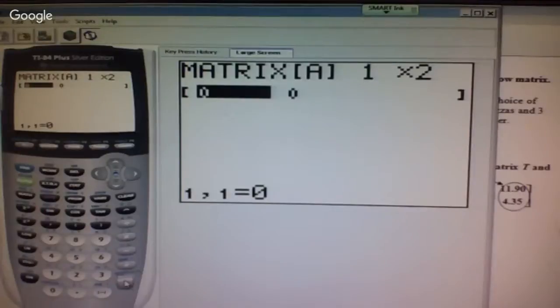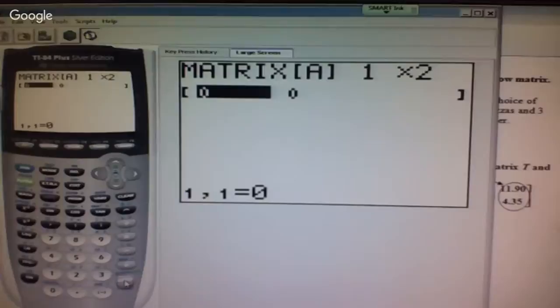Right here. So scroll over to edit. And now choose 1. And you need 1, enter, and 2. That's all we've done so far. You had to tell your calculator how big your matrix is.